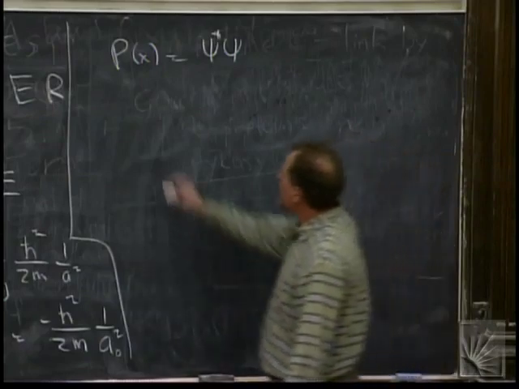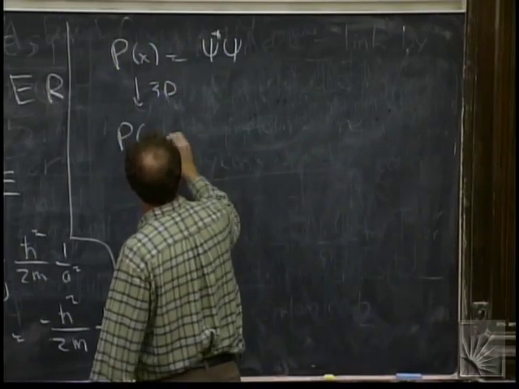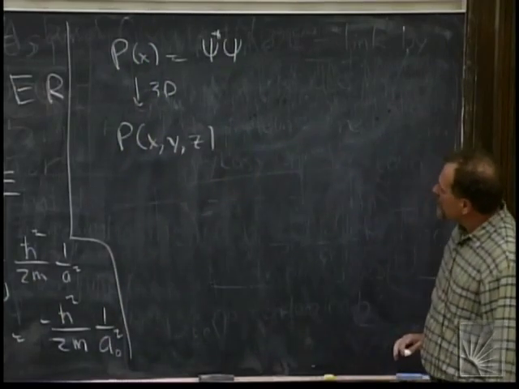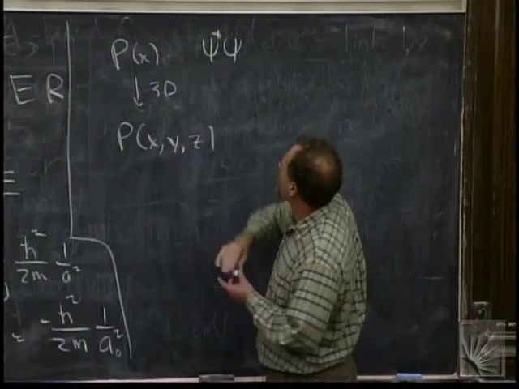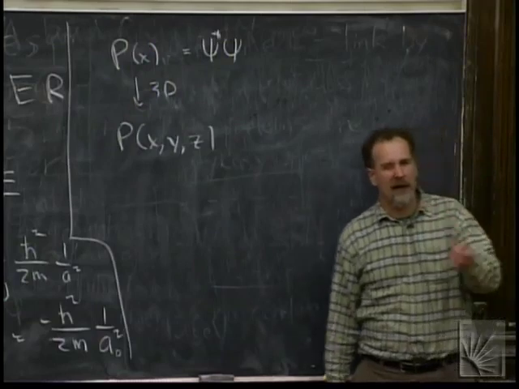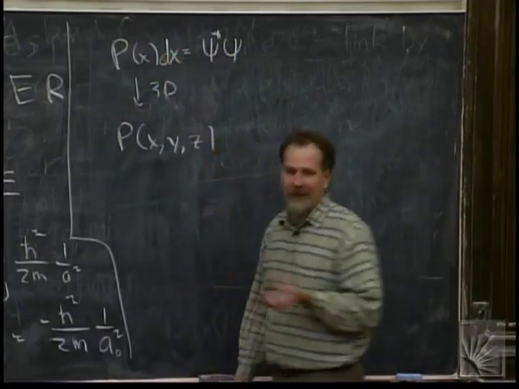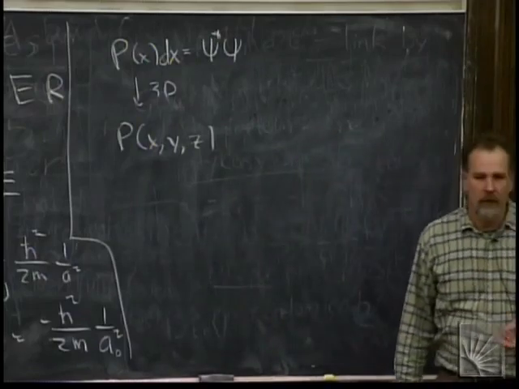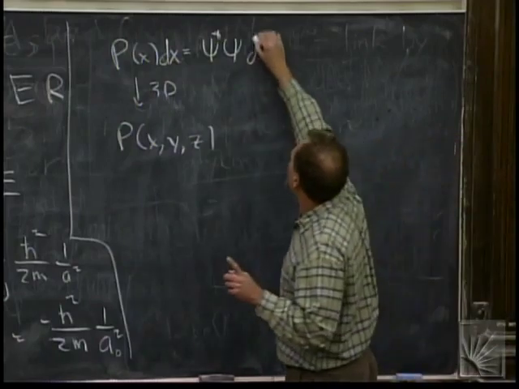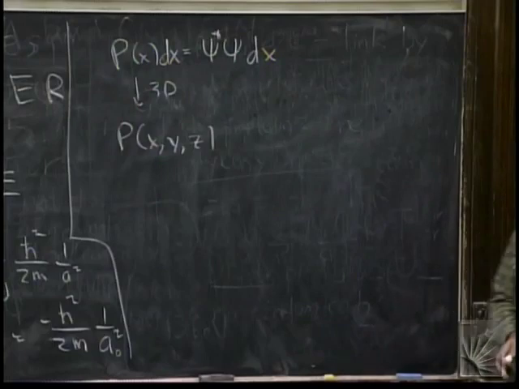If I go to 3D, well, sorry, let me back up one step. I'm going to go to 3D here, but remember that in 1D, I also said that the probability function in and of itself was a bit slippery, because if I wanted a real fraction, a number like 10% or 0.1, I can't use P alone. I've always got to look at P times dx. That's something that's finite, okay?